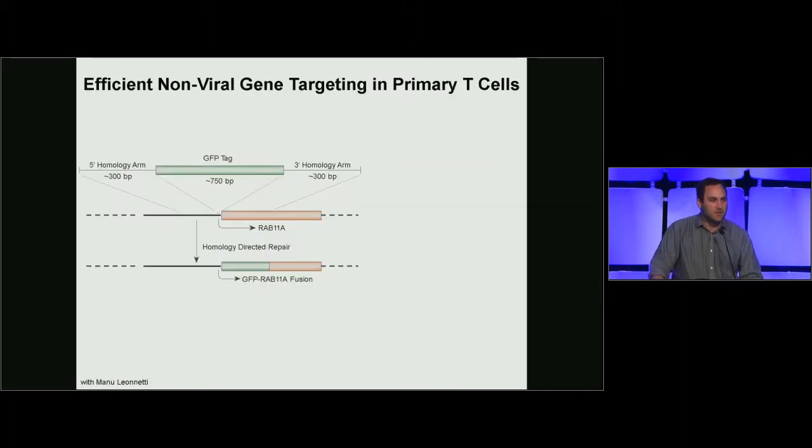This was the construct that he used for these experiments. This was a construct designed to knock in a GFP fusion tag into a ubiquitously expressed housekeeping gene, RAB11. So he was trying to insert 750 base pairs of the GFP using 300 base pair homology arms on either side of this DNA template. And if successful, the cells should be green as a result of this fusion protein.